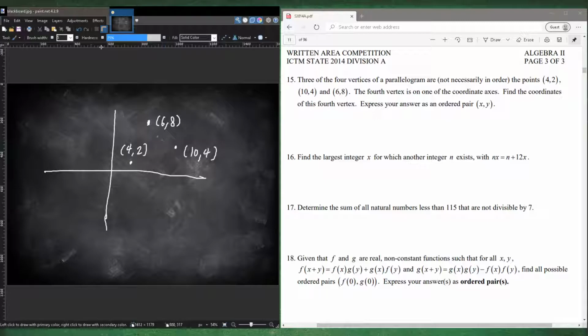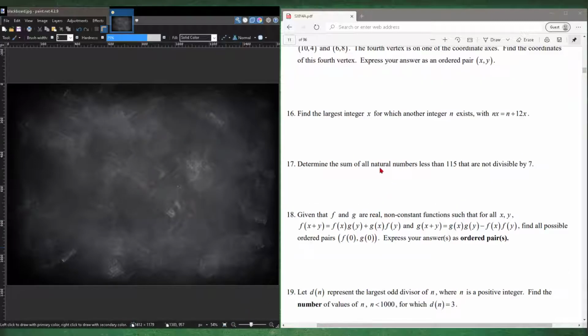So what we could do is we need to go from here to here. So to move in the x direction, we had to minus 6 from 10, and we had to minus 2 from 4. So we're going to do the same thing here. So 6 minus the 6 is 0, and 8 minus the 2 is 6. So it's definitely on the axis because one of these is 0. So your answer is (0, 6). And that's it. Just draw a picture and everything will make sense.